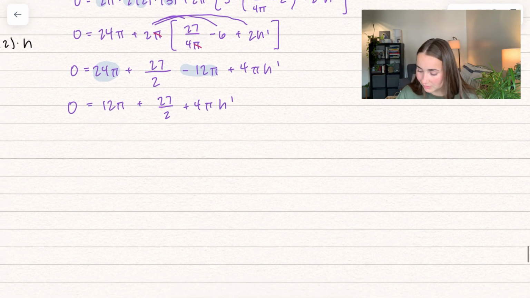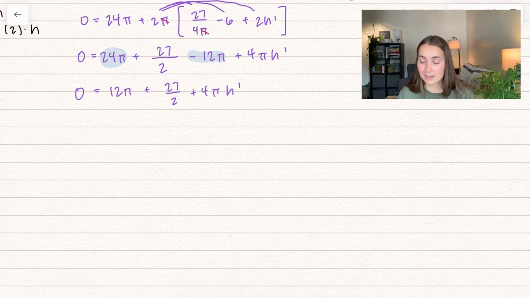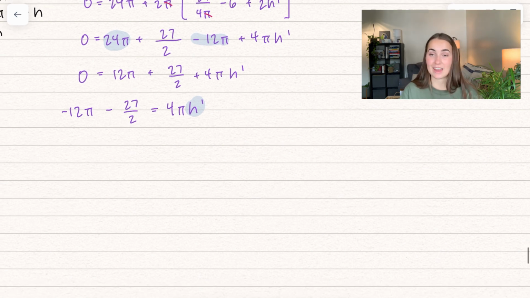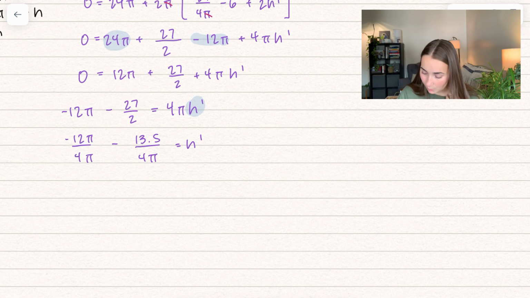So let's go ahead and subtract those two terms over. And so here I get negative 12 pi minus 27 over 2 is equal to 4 pi h prime. And remember, we are trying to isolate this h prime all by itself, so I'm going to divide everything by 4 pi. And if we wanted, we could simplify that a little bit, and I get negative 3 minus 13.5 divided by 4 pi.